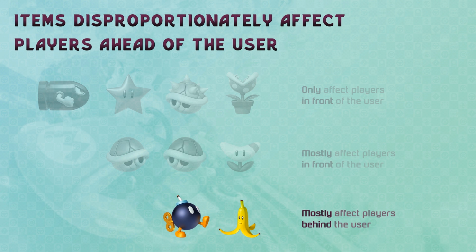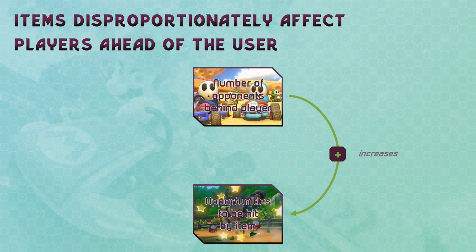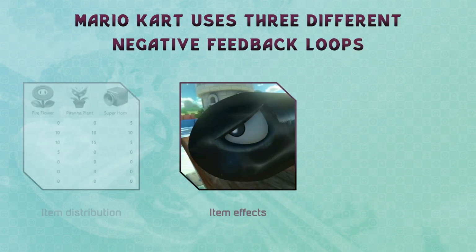So if we take those effects into account, we can see that there's a feedback loop where the number of opponents that are behind the player increases the opportunities to be hit by various items of those players. And being hit by an item then gives the other players an opportunity to pass by, which would then reduce the number of opponents behind the player, forming another negative feedback loop. Those were the item effects.